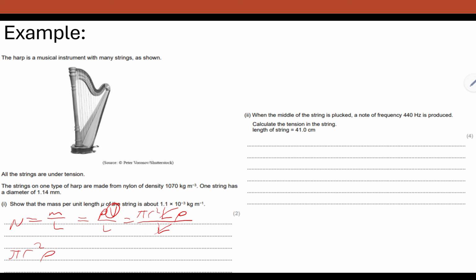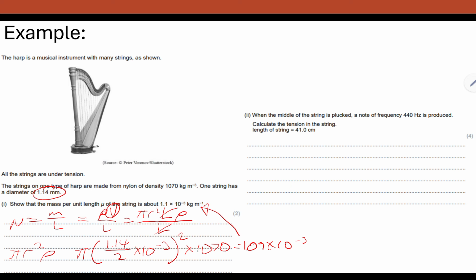And so now we just substitute the values in. So pi, and because r is the radius and we're given the diameter, we need to divide it by 2. And because it's in millimeters, we need to times it by 10 to the power minus 3, squared, and we times that by the density, which is 1070. And when you do that, we get 1.09 times 10 to the power minus 3. And that's very close to what we have over here, so that means we are correct.